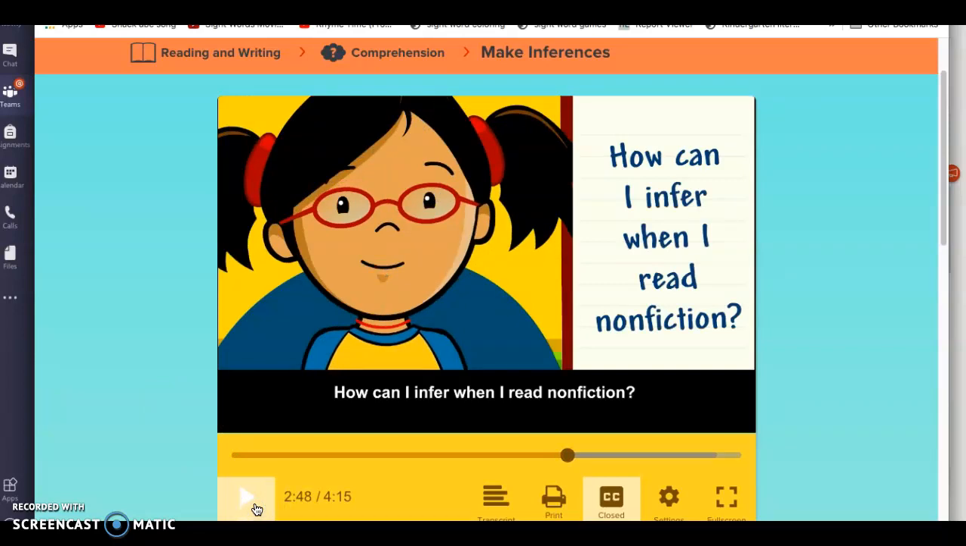So you need to think about, since when you're reading a fiction text, a lot of the time you're going to get your inferences from the way the characters are acting. Now, in a nonfiction text, that's like an informational text, you don't always have those characters that are going to be able to show their feelings through actions. So think in your head, what's one way that you could infer with nonfiction?